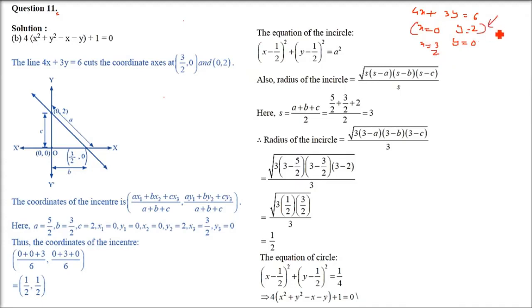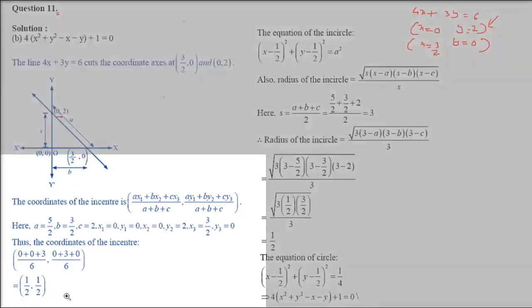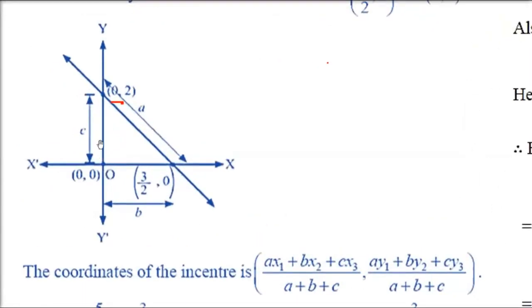So now we have these points, where this line intersects the coordinate axes. The triangle is formed by the x-axis, the y-axis and this line, and there is an incircle. Incircle means the circle is lying inside. So these endpoints are known: 0, 2, 3 by 2, 0, and the origin, 0, 0.